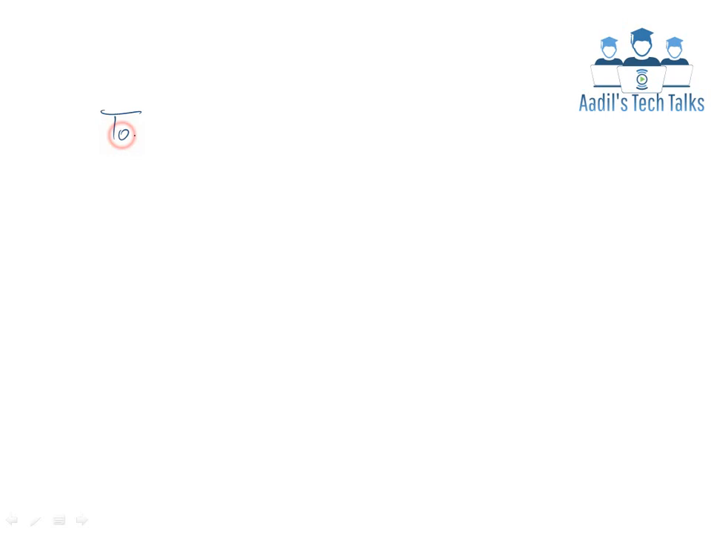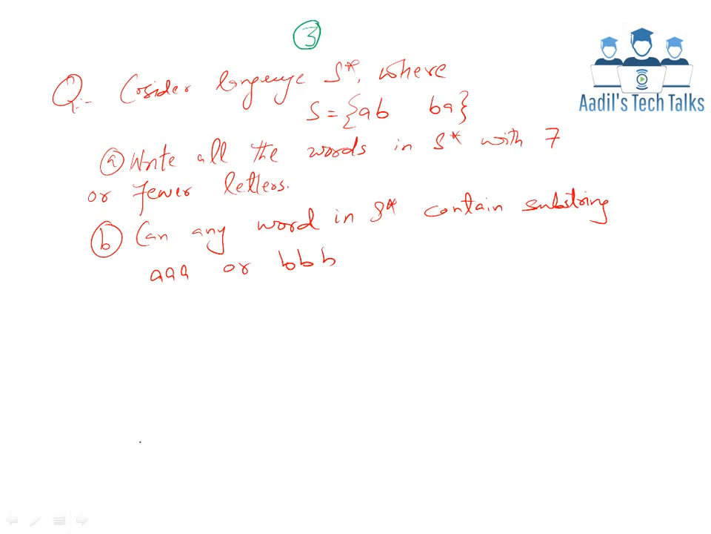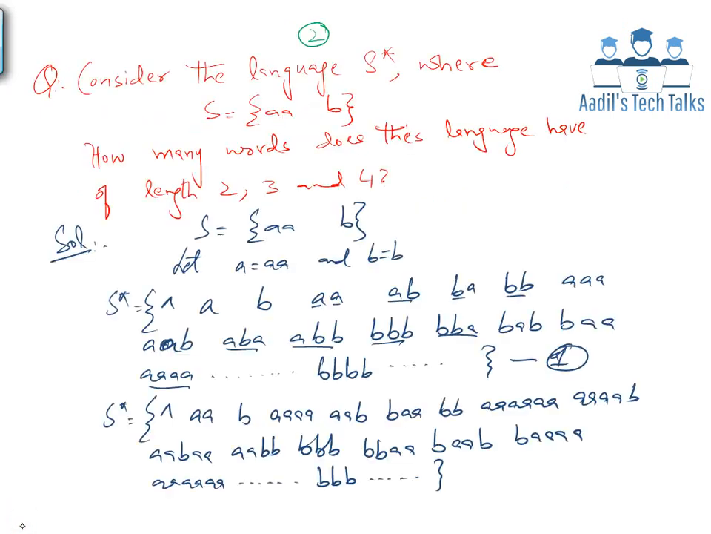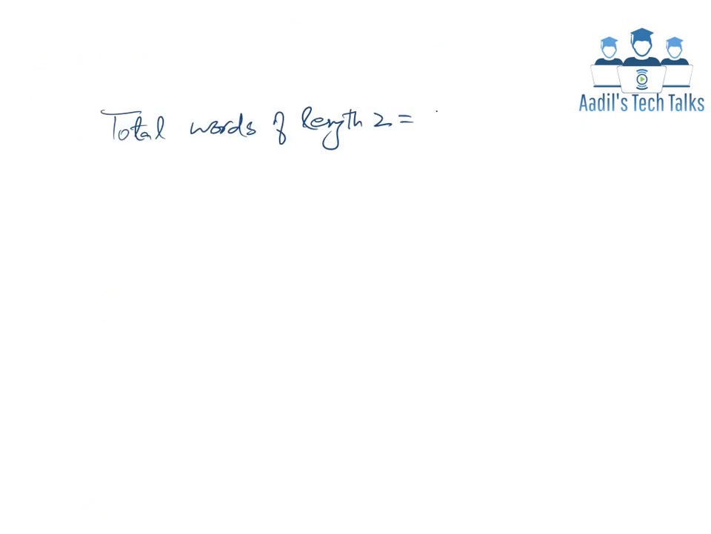Now the total words of length 2, go back and count. As the size of A is double A, there is no possibility of having another word containing A of length 2. So there is another word BB. So there are a total of 2 words of length 2.